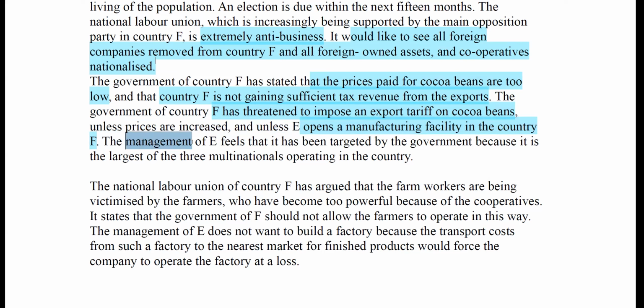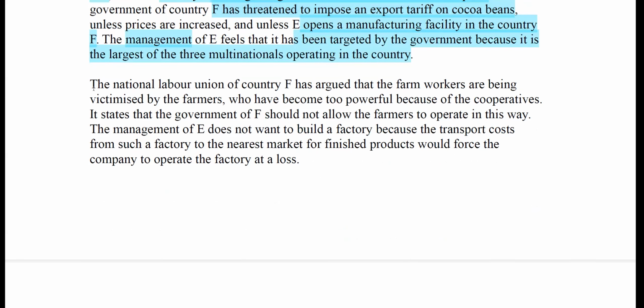So the management, we've seen another stakeholder, management. They feel that it has been targeted by the government because it is the largest of the three multinational manufacturers in the country. The National Labour Union of the country has argued that farm workers are being victimized by the farmers. So now it's the farmers who have become the big men. They are now victimizing the farm workers, who have become too powerful because of the cooperatives, right? So the cooperatives are making these guys powerful. But when we are looking at the farmers, where will we put the farmers at?